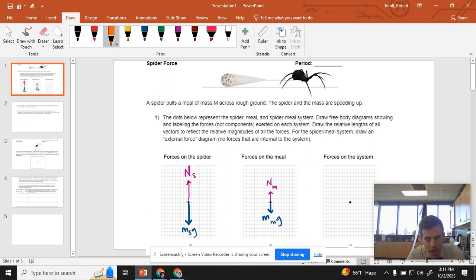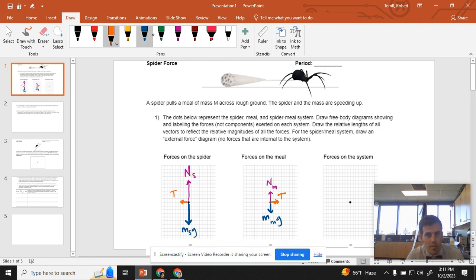Now we have the force of the spider. Spider's getting pulled backwards by that little meal. So I'm going to call this one the tension force. And it turns out that the meal is pulling the spider, or is being pulled forward by that same tension. And I did try to make these ones the same color so you can see that they're a related force. They're actually the Newton's third law pair, equal and opposite forces. So there we go. I made that uglier.